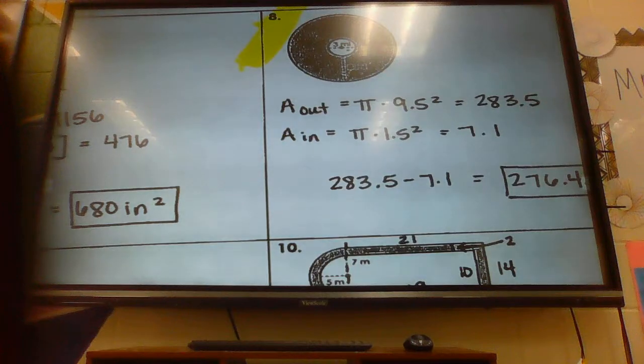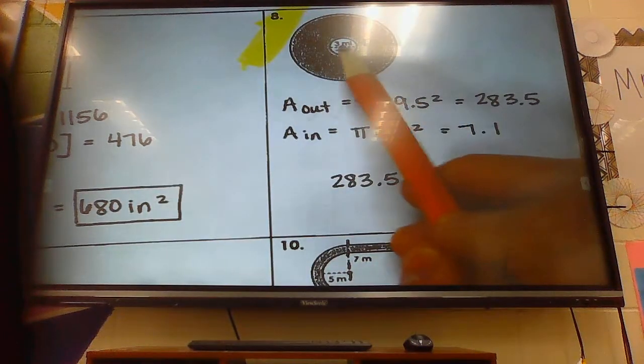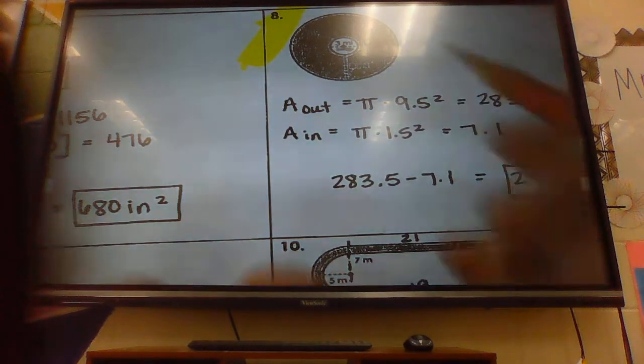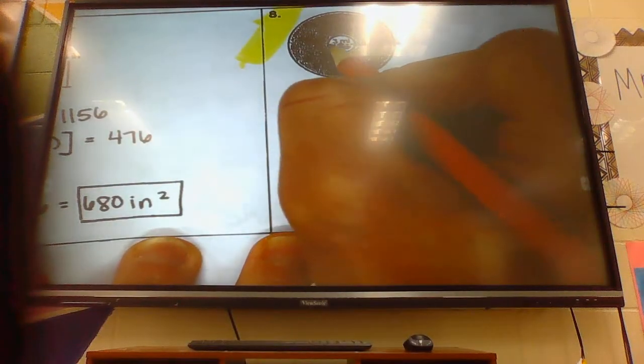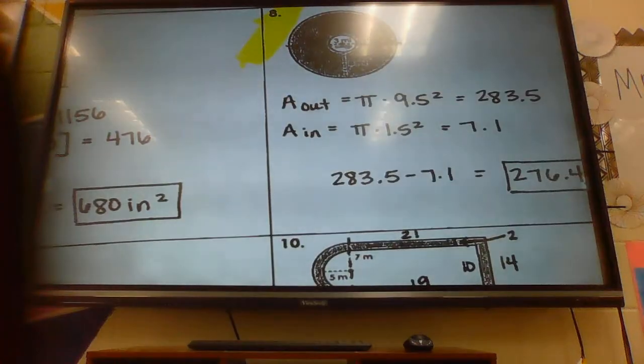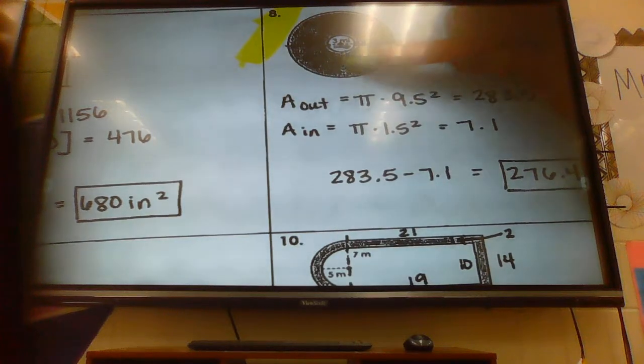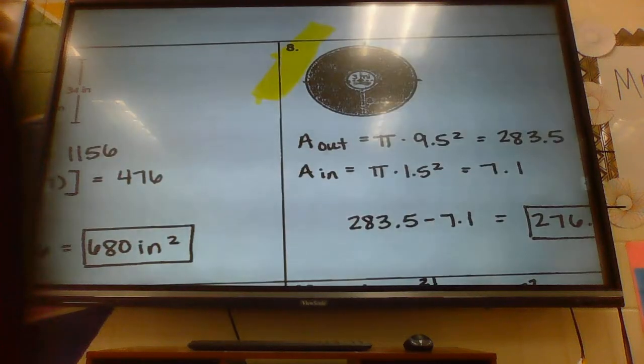Right? So if the diameter here for the little is 3, what is your diameter across for the big? Yes, 16, because they give you 8 right here. You know how to find area out, area in for a circle. Find the area for both circles, subtract.